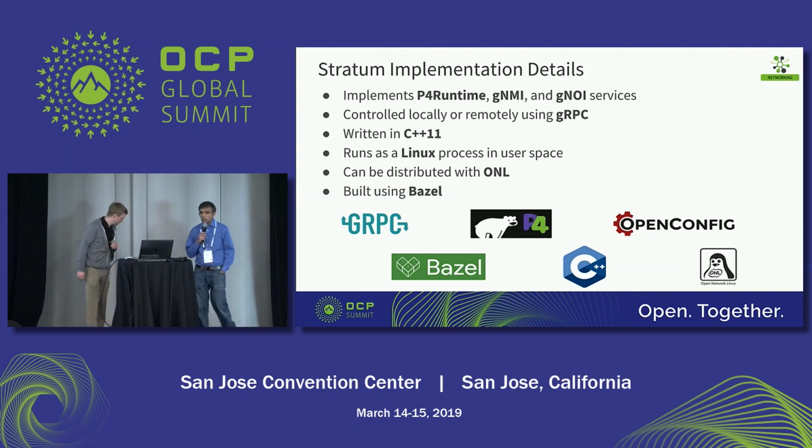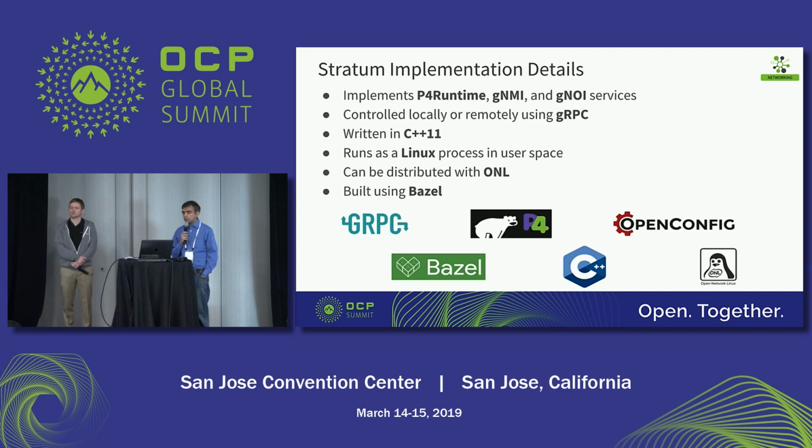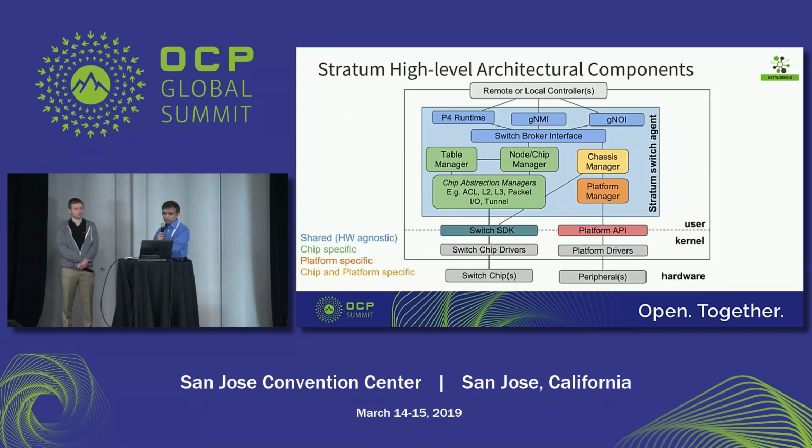So, a quick look at what Stratum looks like from a software perspective. It's basically a Linux process that's running in user space, with, of course, dependency on OpenConfig and gRPC as we just mentioned. It encapsulates the P4 Runtime, gNMI, and gNOI services as gRPC, and we use Bazel right now for compiling all of this together. It can be packaged with ONL, and of course, for the platform APIs we use ONLP.